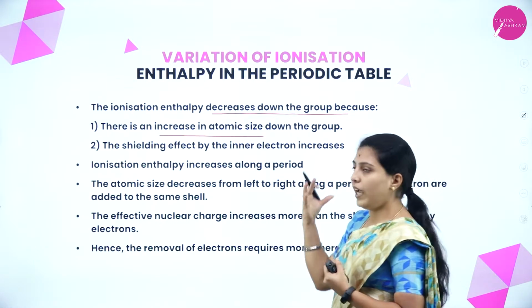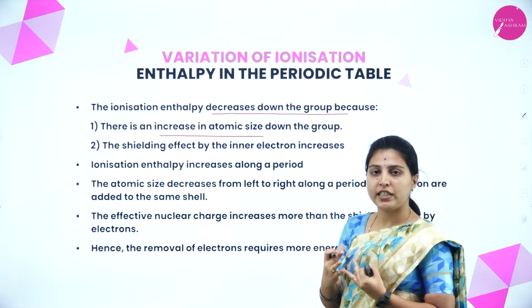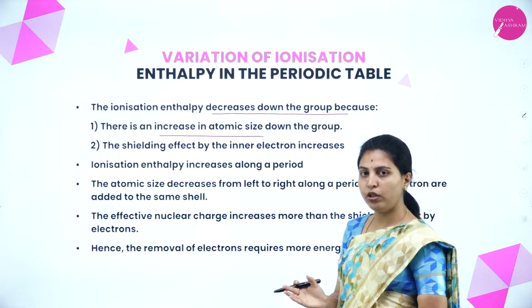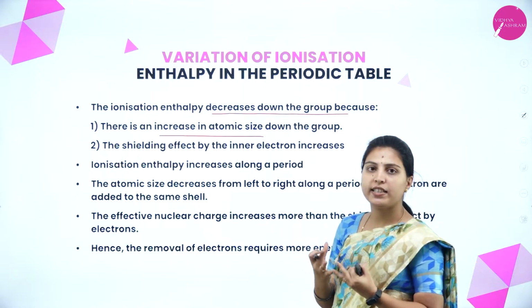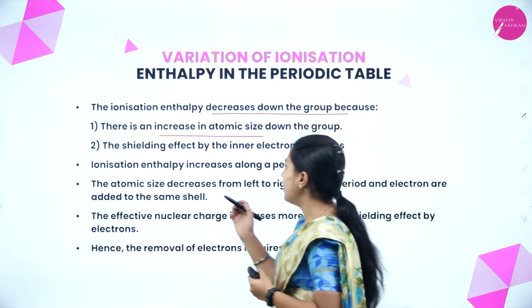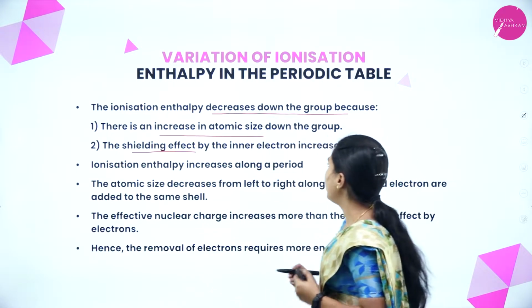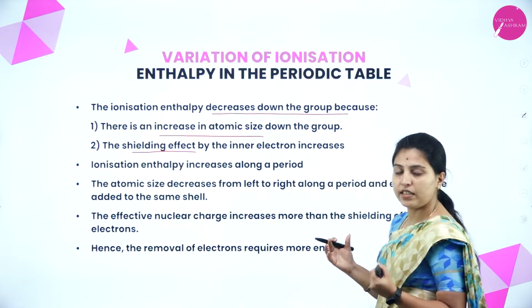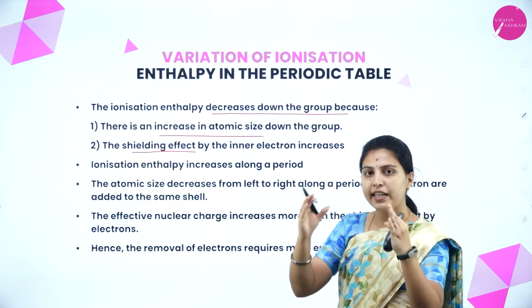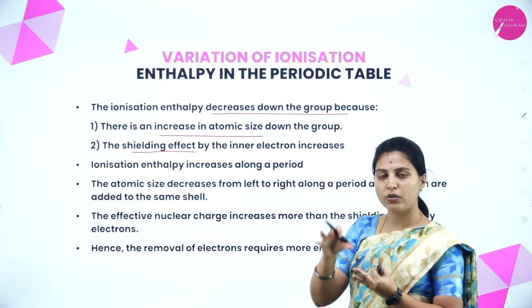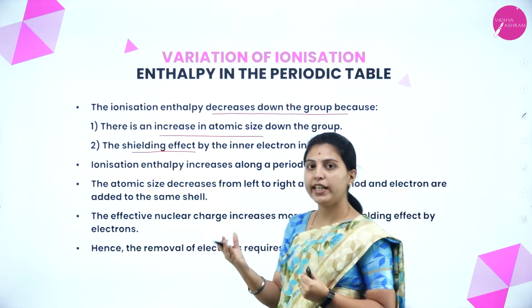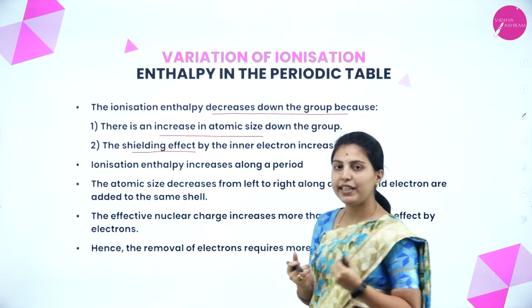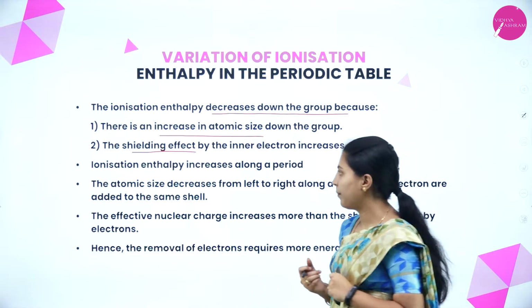At that time the ionization enthalpy will be decreased. When atomic size is more, we can easily remove the electron; there is no need of more ionization enthalpy. The shielding effect by the inner electrons increases. At that time what happened? The inner electrons present around the nucleus increase the shielding effect. I have already explained about shielding effect in the previous sessions.